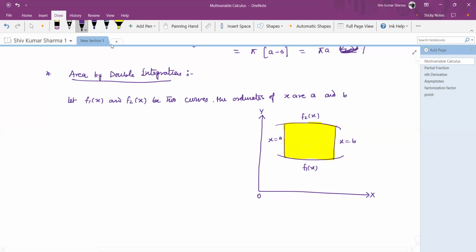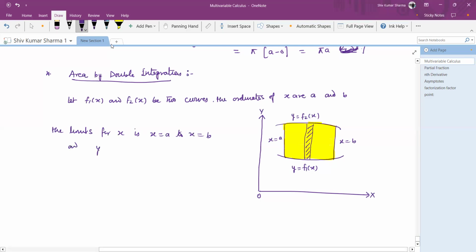So here the variable limit we take for y. That means we are using the elementary strip parallel to the y-axis. So you can write y equal to f1(x) to y equal to f2(x). So the limits for x are x equal to a, x equal to b, and for y, y equal to f1(x) to y equal to f2(x).